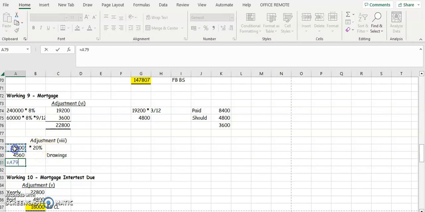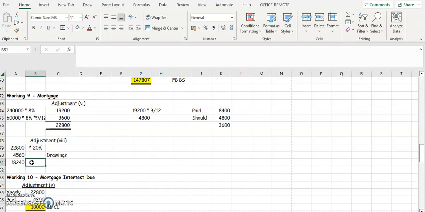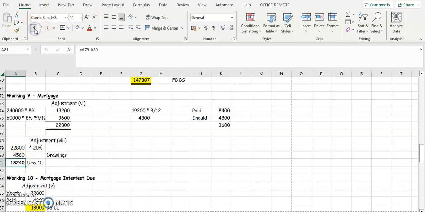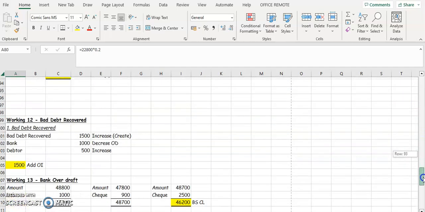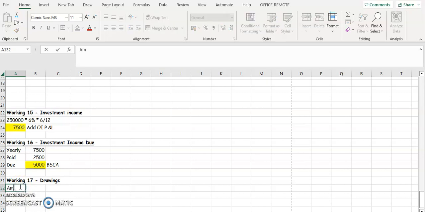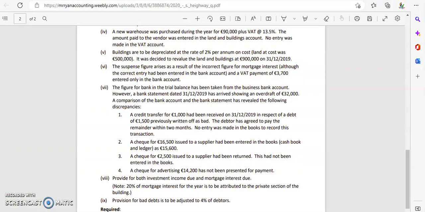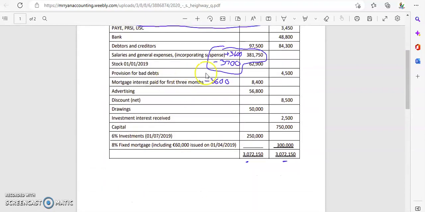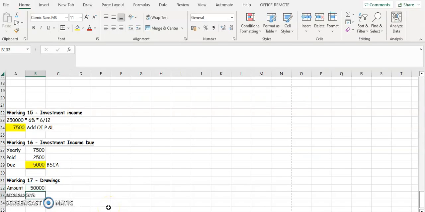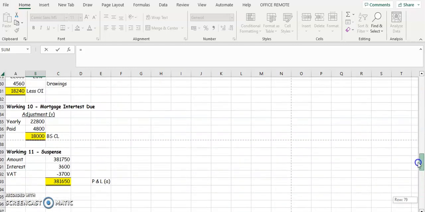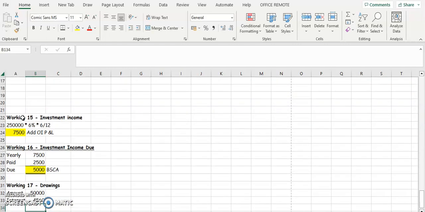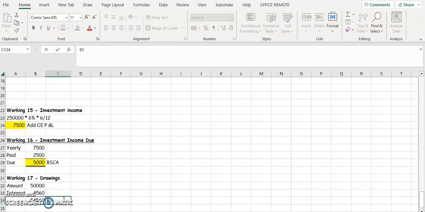And if we take these away from each other, it's going to give us a figure to take away from our operating profit, or operating income. And then we need to add this 4,560 onto our drawings. So the amount for our drawings is taken from the trial balance, 50,000. Our interest is 4,560. So we're going to increase our drawings, and that is then going to go into our balance sheet in your financed by section.